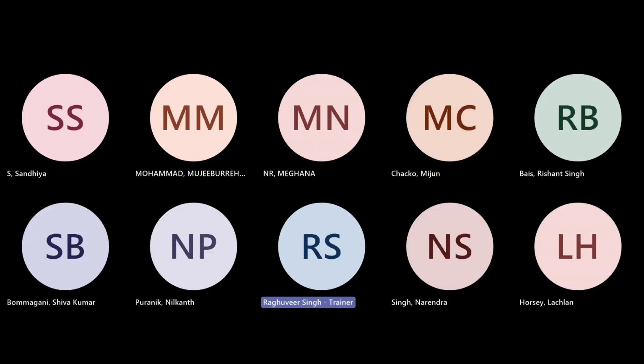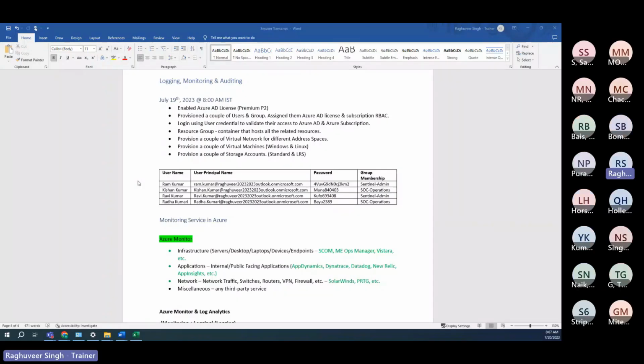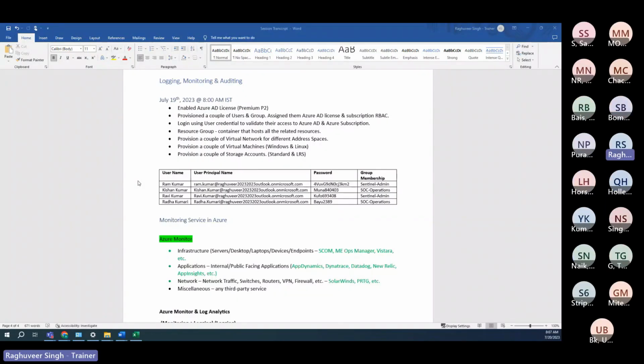trial license. Then we provisioned a couple of users and group. We added users to the group. We assigned license at the group level. That's what we did in Azure AD. We also created a couple of virtual machines, virtual network, storage accounts, and then we discussed about Azure Monitor. So that's what we did.